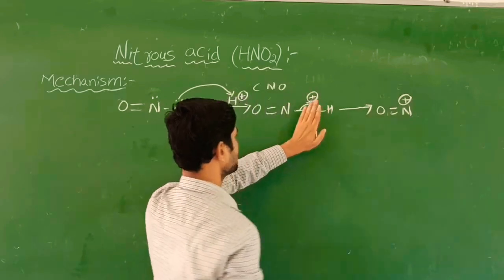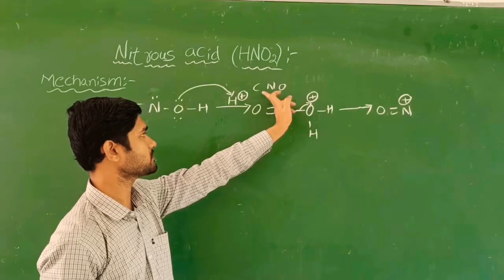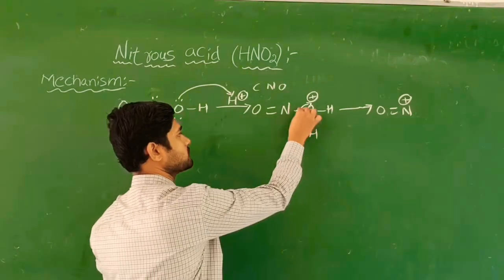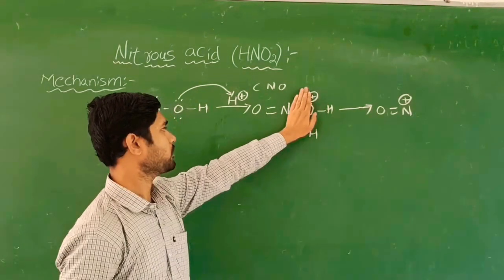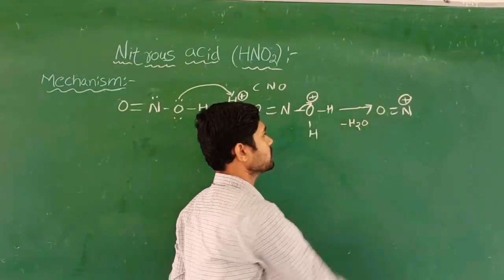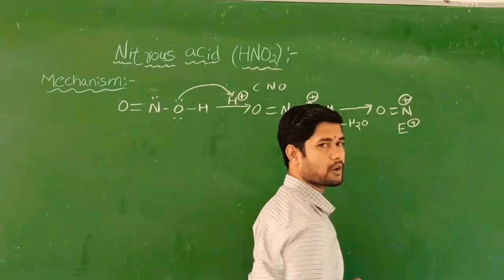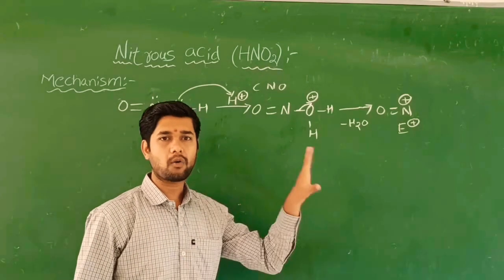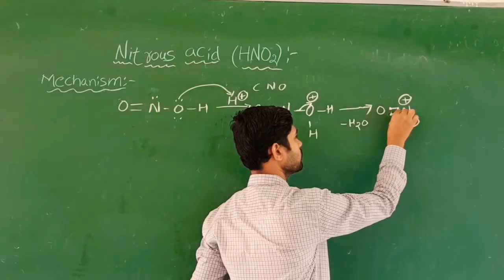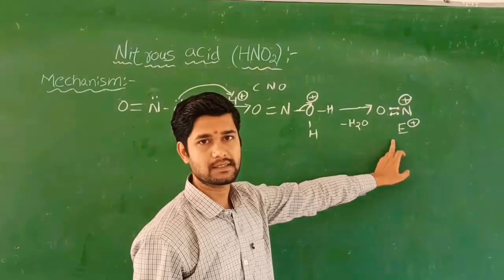So O double bond N plus, because in terms of electronegativity, oxygen has more. See the series carbon, nitrogen, oxygen. Oxygen has more electronegativity than nitrogen, which pulls the bond pair towards it. Now it becomes O double bond N plus, and I have eliminated the water molecule. So O double bond N plus is called an electrophile. Why is it called an electrophile? Because when you see the octet structure, it is not completed. See here, 2, 4. So the octet is not completed, so this acts as an electrophile.